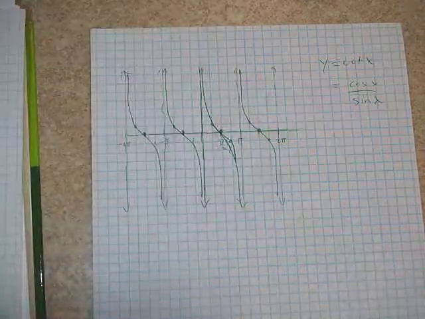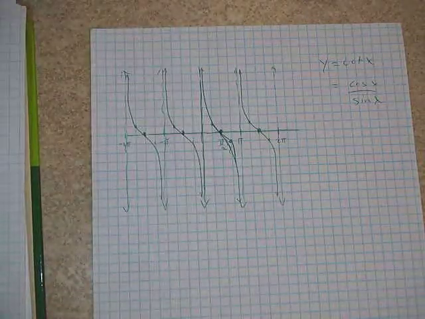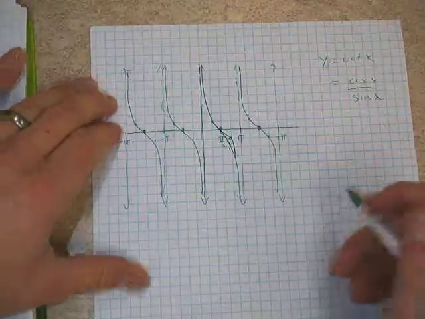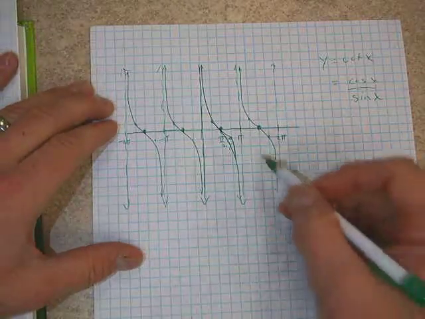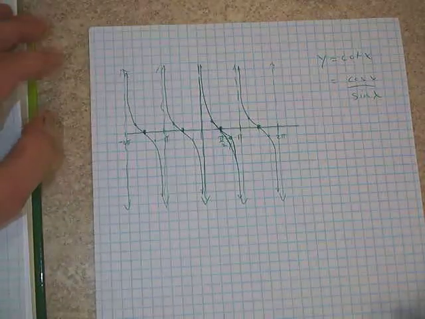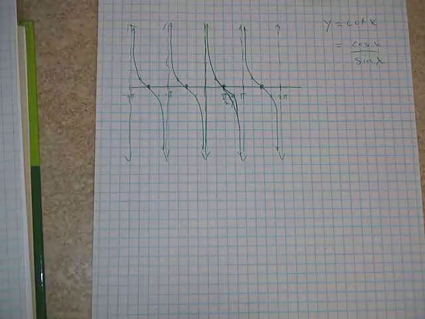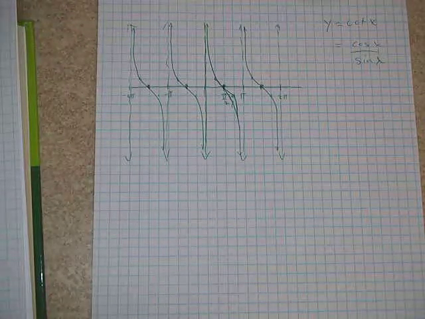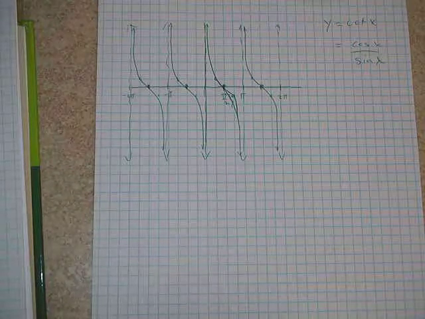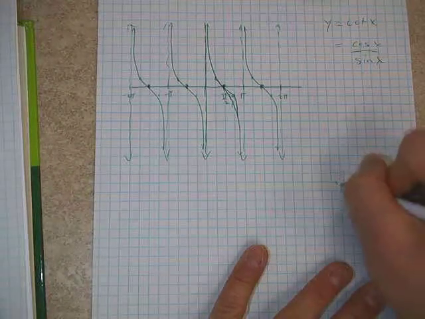And when we get all done, very much like the tangent function, except it's flipped essentially over the x-axis, and also the asymptotes are different. As soon as we draw those asymptotes, that's going to define where the function belongs. Okay. Questions on the cotangent?